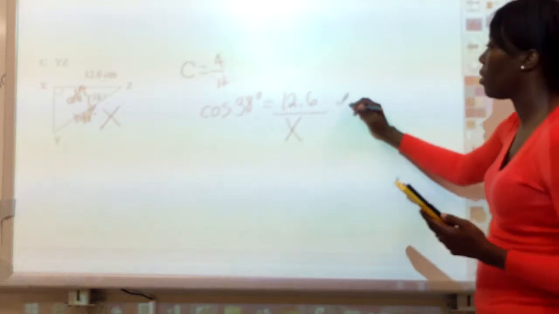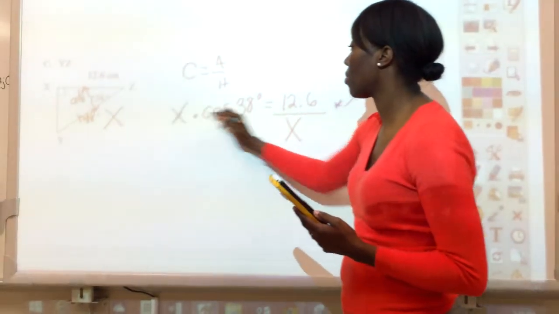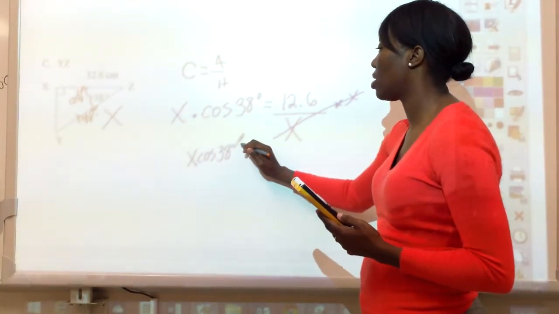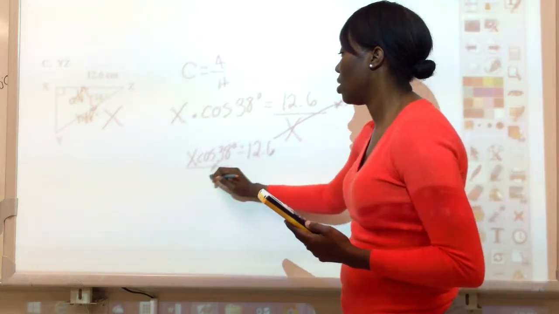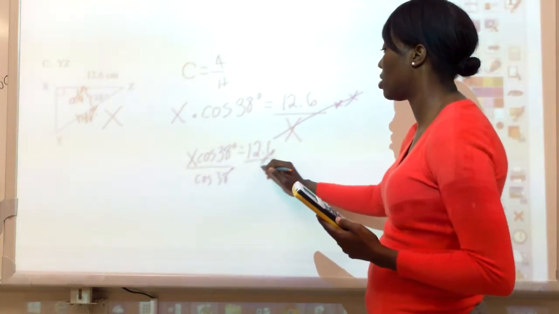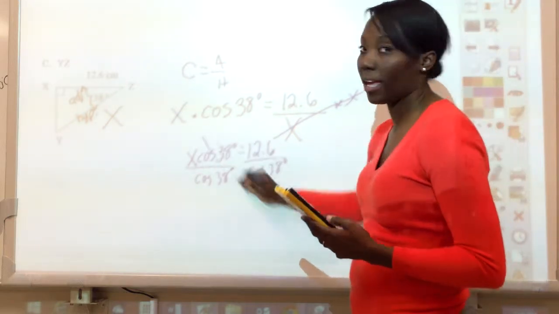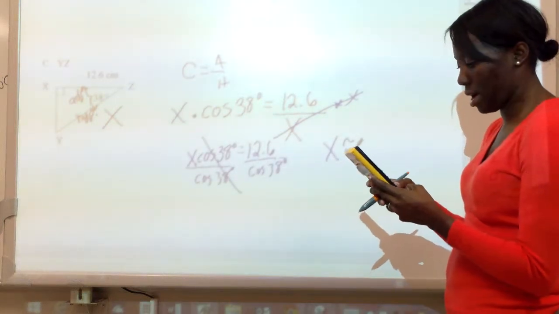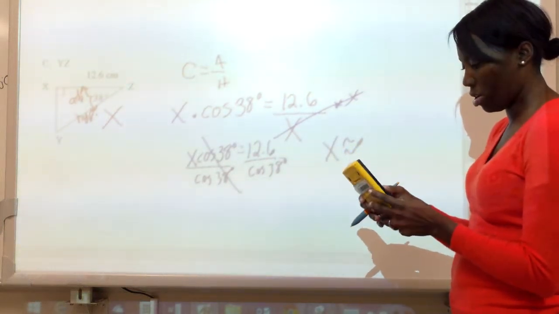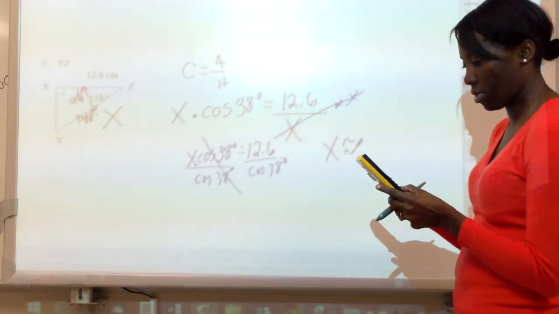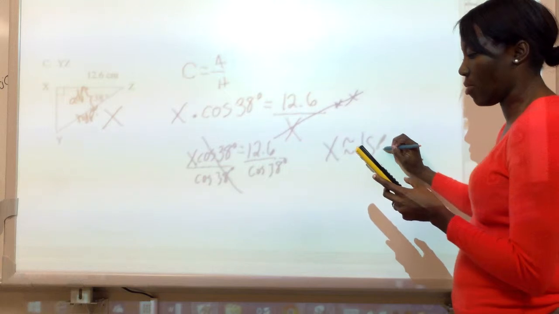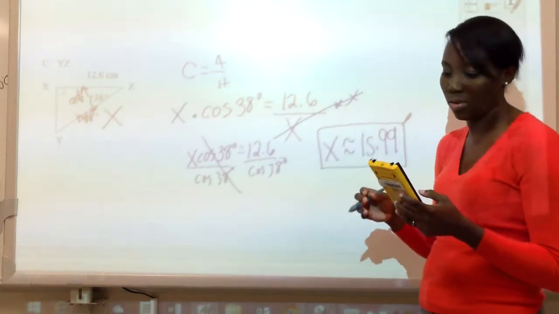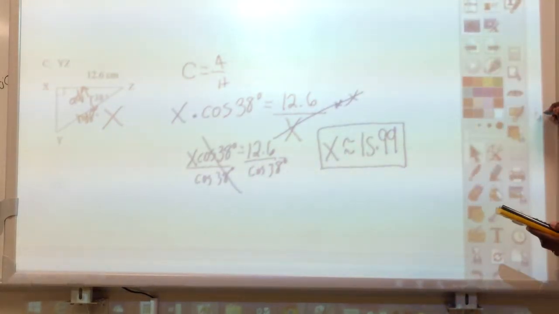To solve, multiply both sides by x. X is canceled. We have x cosine 38 degrees is equal to 12.6. Divide both sides by cosine 38 degrees. That cancels. And so x is equivalent to 12.6 divided by cosine 38 degrees, and 15.99. Very important you round it to what it tells you to round it to. And I believe that sums up.